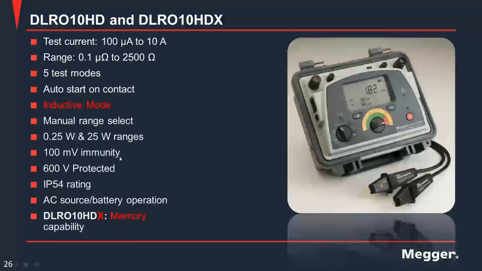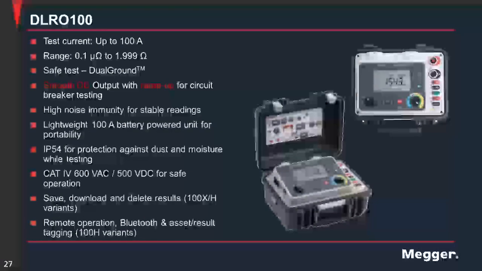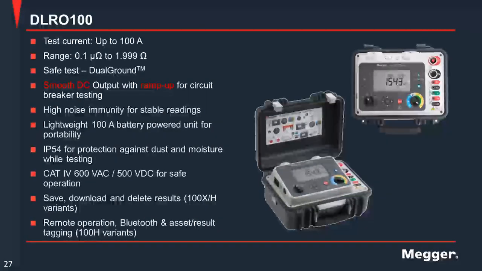It has 100 millivolt immunity against the background noise environment, and 600 volt protection with the IP54 rating, with AC source or battery operation, and also has a memory capability if you choose the DLRO 10XD. The DLRO 10X and the DLRO 100 can inject up to 100 amp with the resistance range 0.1 micro ohm to 1999 ohm. This equipment has the dual ground method for self test and provides smooth DC output with a ramp up for circuit breaker testing.